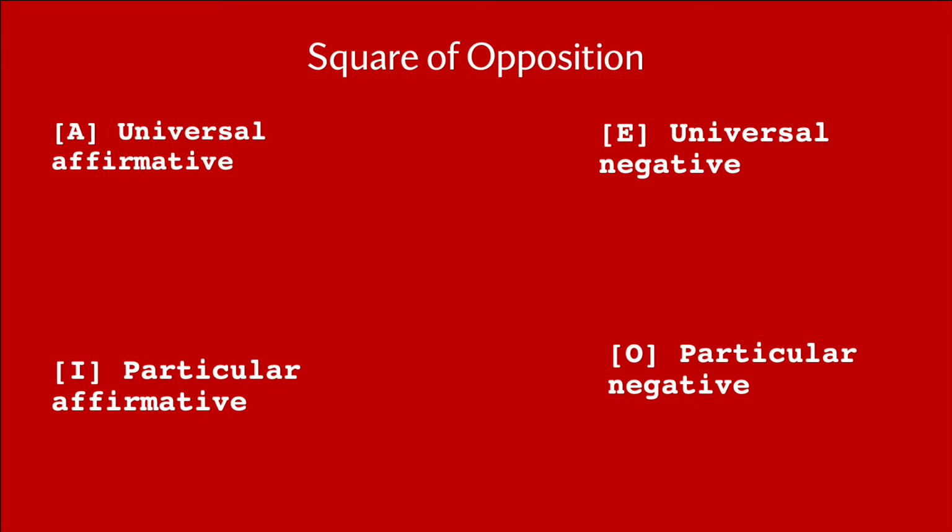Let's look at some examples. Here are some examples of universal affirmative propositions, also called A propositions. Every Martian is green. All apples are healthy. Notice it doesn't matter whether the proposition is true or false, we're just looking at the form of the proposition. It's a universal proposition, and it's affirmative. We're affirming something of something else universally. Every Martian is green, all apples are healthy.